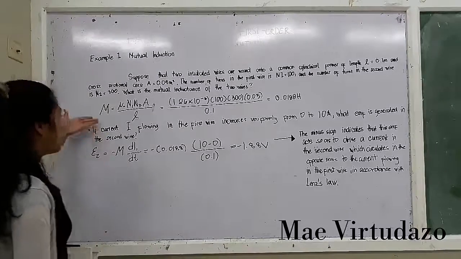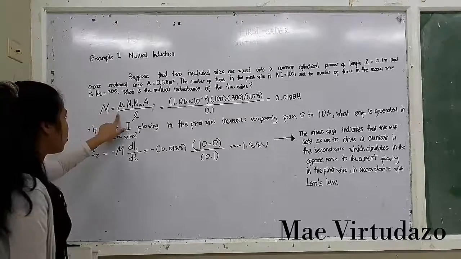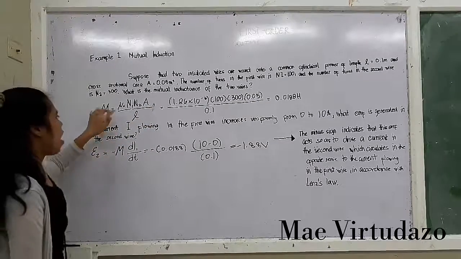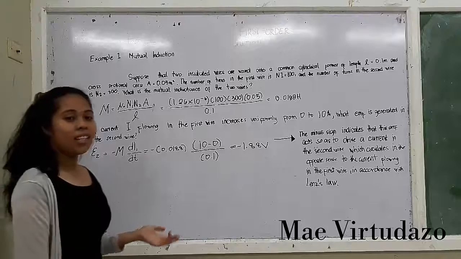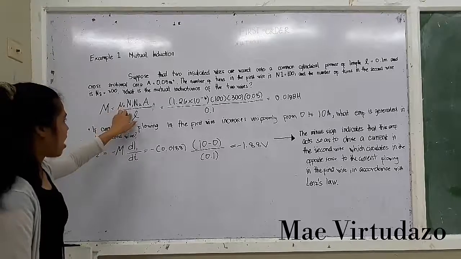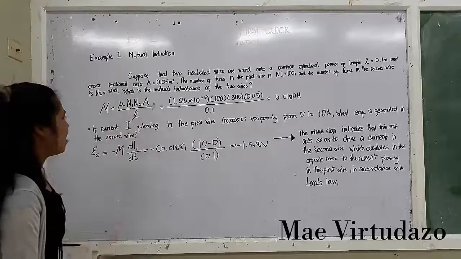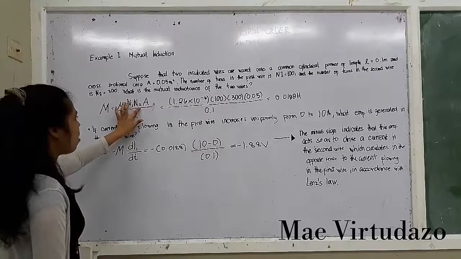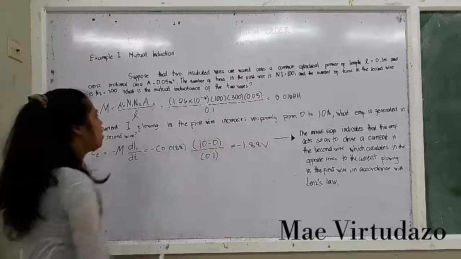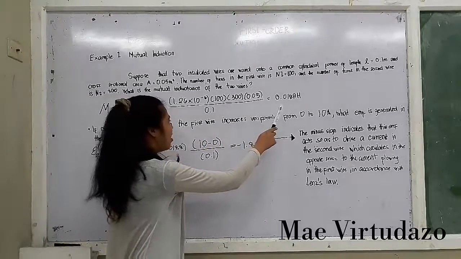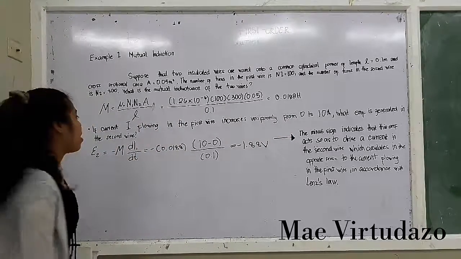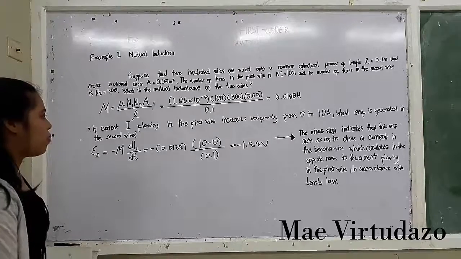So we have the following formula. M is equal to mu naught times mu r times N1 N2 times A, all divided by the length. Mu stands here for the permeability of the core material, N1 and N2 stand for the number of turns, A is the cross-sectional area, and length is the length of the wire. So plugging in the following data, we will get 0.0188 Henry.